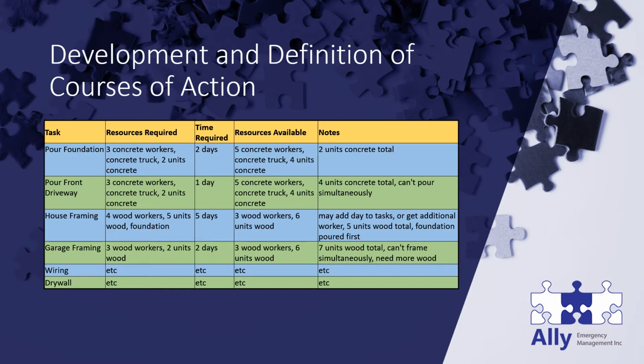We need 3 workers to pour the foundation and 3 workers to pour the driveway. We only have 5 workers, plus we only have one truck. We can't do both those tasks at the same time. So now we have to make a decision about sequencing. We can pour the foundation first, then the driveway, or we can pour the driveway first and then the foundation.